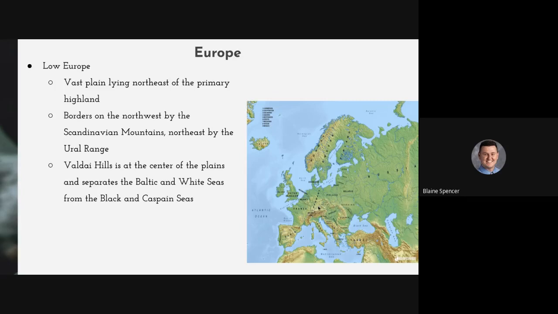Primary mountains are in the north, southeast right here. So right here is this region, and it goes all the way to the Ural Mountains. Okay, so this massive area right here is going to be Low Europe, or the Central Depression.